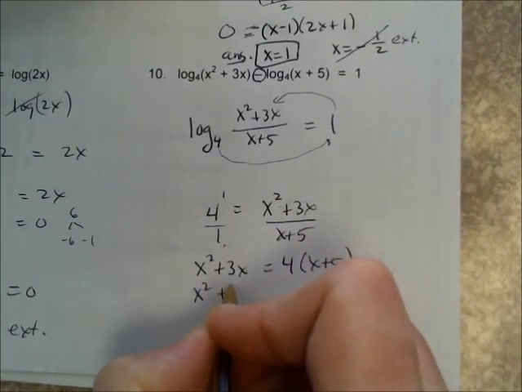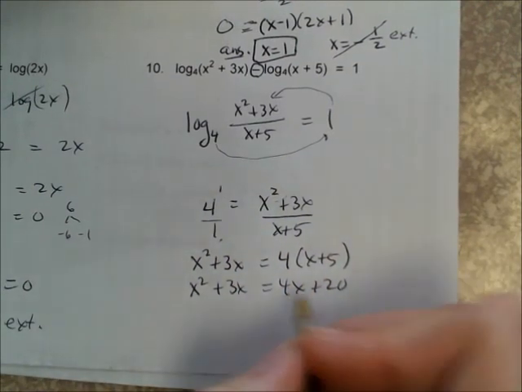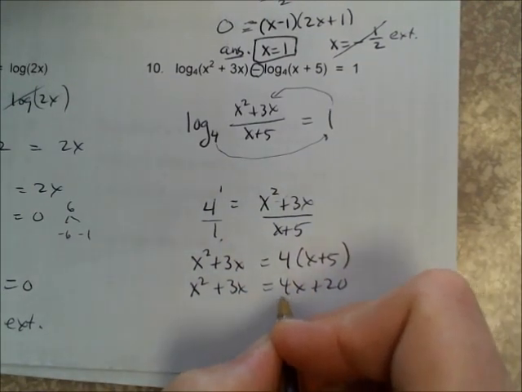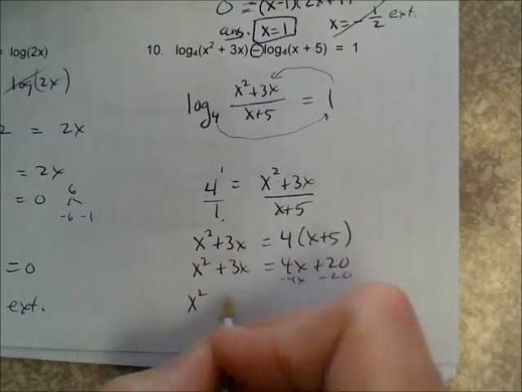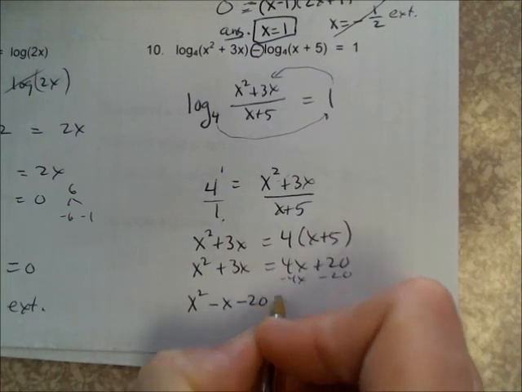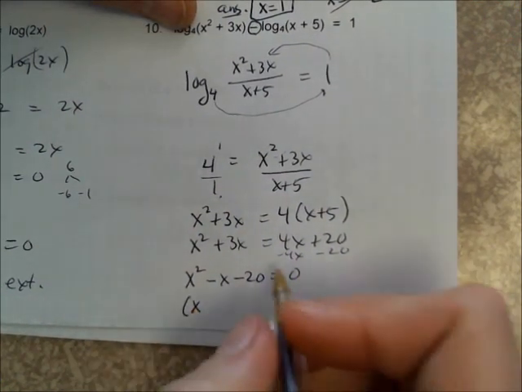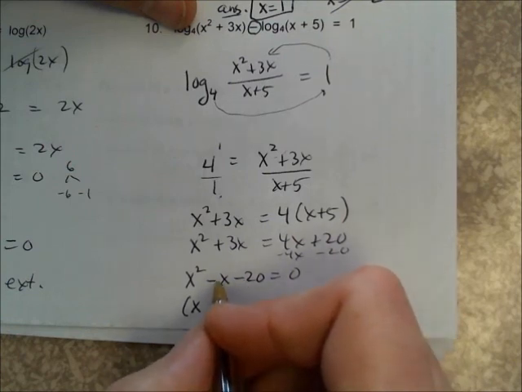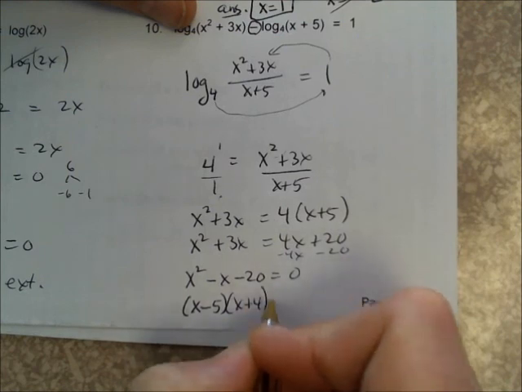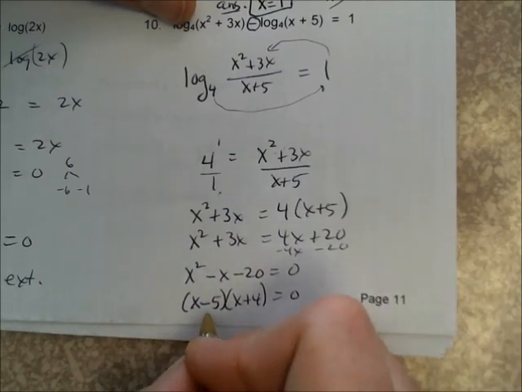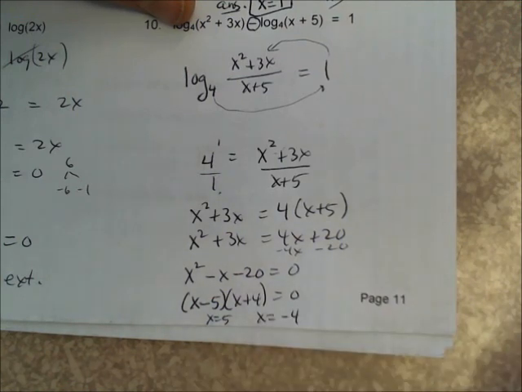Distributing, x squared plus 3x equals 4x plus 20. And now setting this equal to 0, subtract 4x and subtract 20 from each side, and you get x squared minus x minus 20 equals 0. This factors. The factors of negative 20 that add up to negative 1 are minus 5 and plus 4. So it looks like x is equal to 5 and x is equal to negative 4.